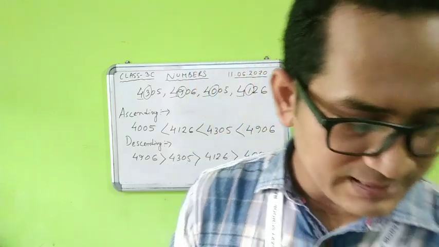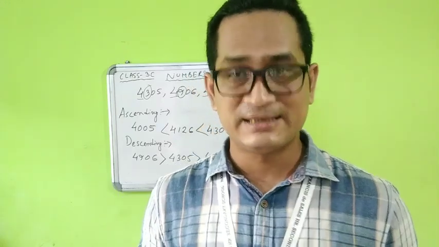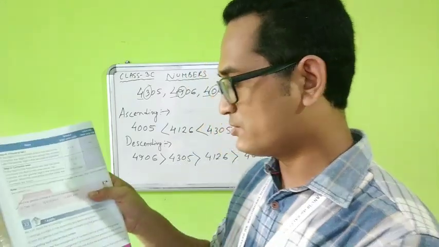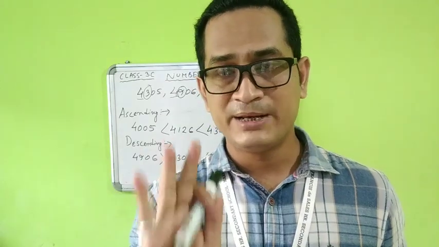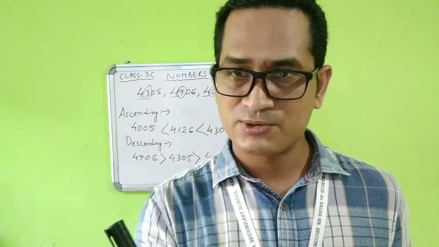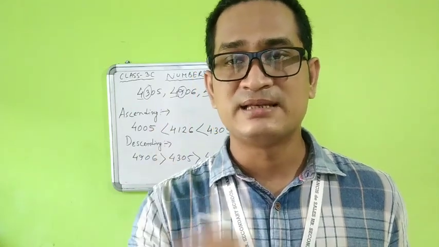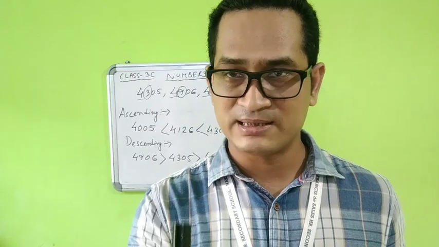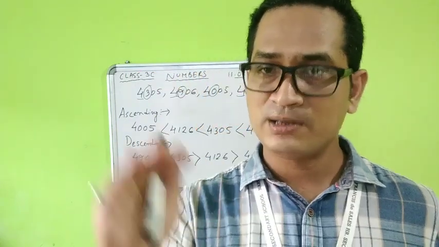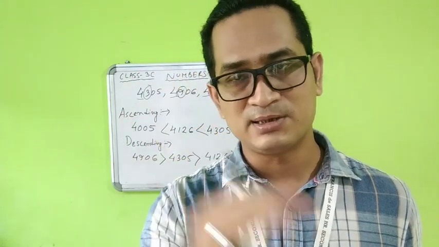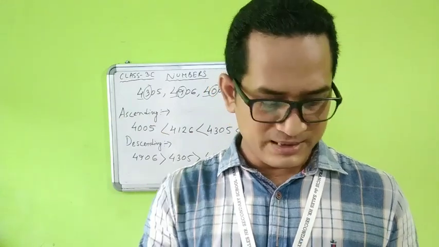So students, this is about ascending order and descending order. The definition is already given. Please be careful, many students make a mistake in the exam. When they are asked to write ascending, they write descending, and when they are asked for descending, they write ascending. So the concept should be very clear in your mind: ascending means smaller to larger and descending means larger to smaller. And please note it down.